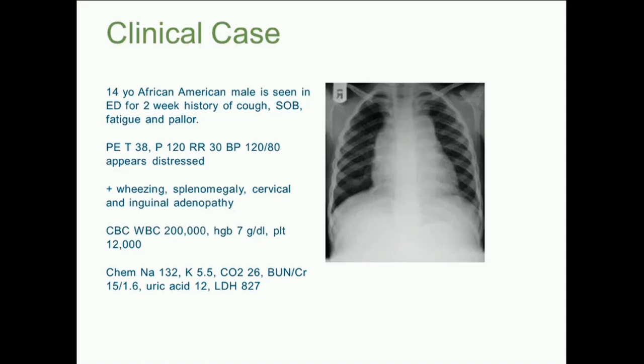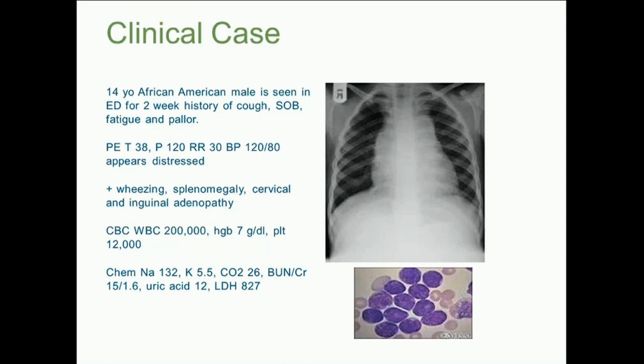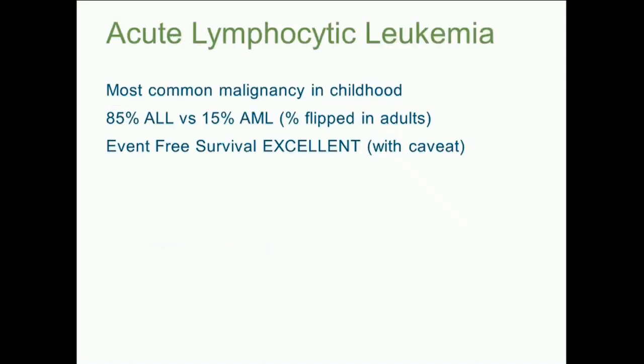And this is what you find on his chest x-ray. So what does that indicate to you? Consolidation. Okay, it's in the middle though, right? Mediastinal widening. Okay, so maybe a reason for his wheezing, correct? And then that blood smear comes out just like you wanted, and that's what you see. And what do those look like? Blasts. Okay. So this is acute lymphocytic leukemia in its presentation.